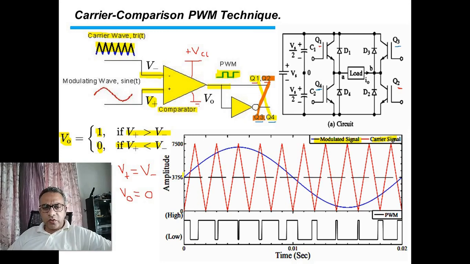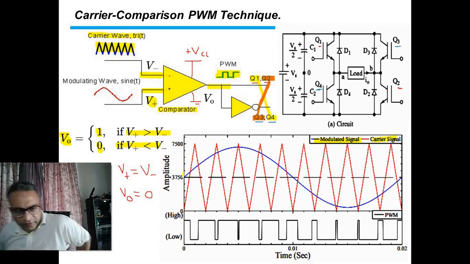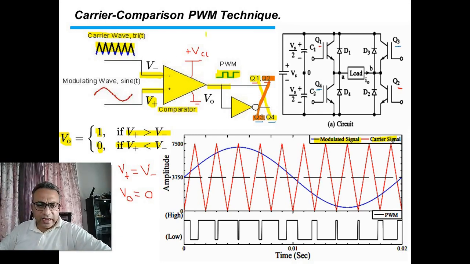There are a few things that we should note over here. First thing is that the carrier signal, the triangular waveform, has a much larger frequency as compared to the blue colored signal, our modulating signal. The modulating signal has a lower frequency, whereas the carrier signal has a much larger frequency.